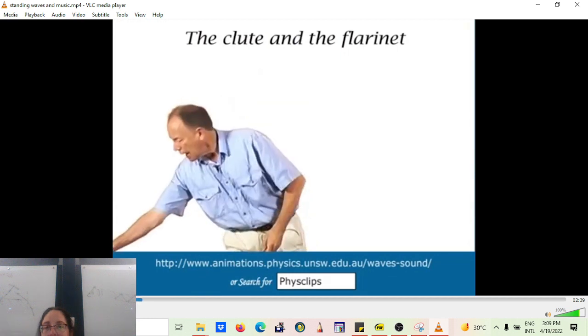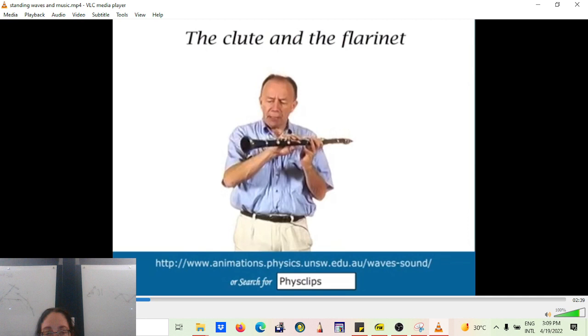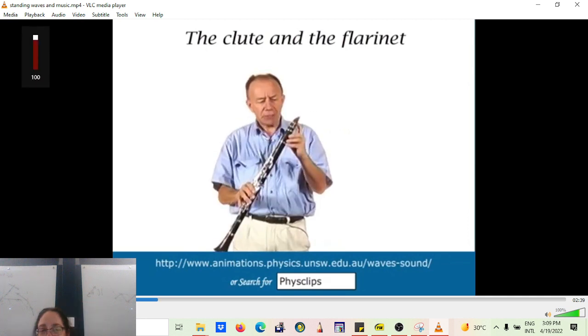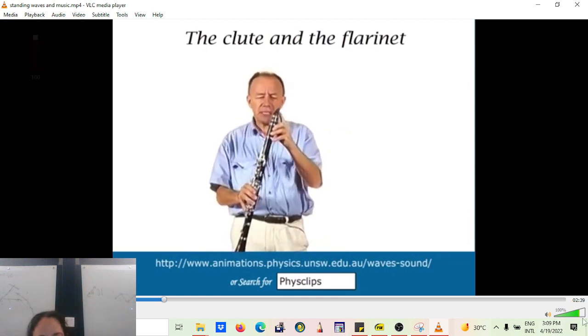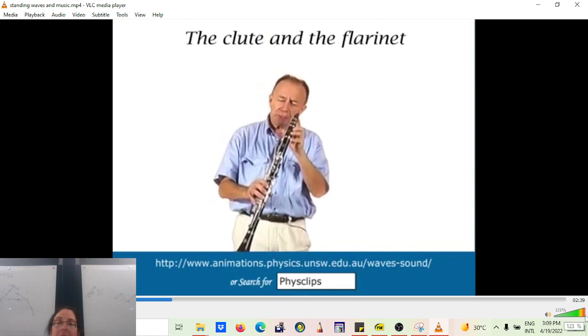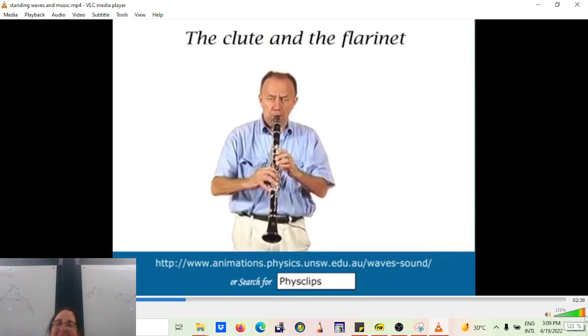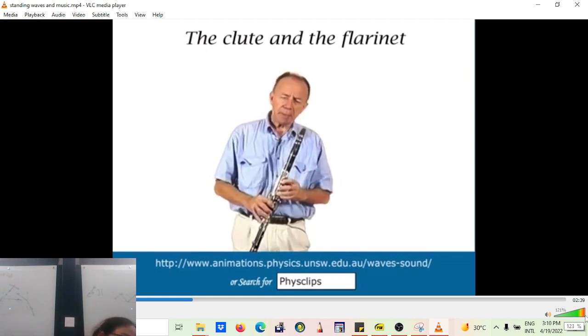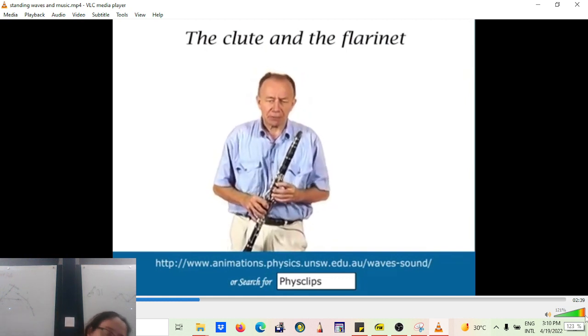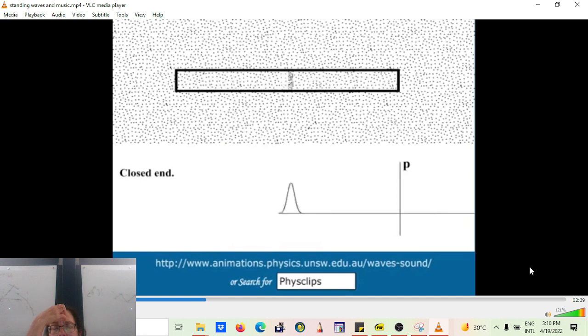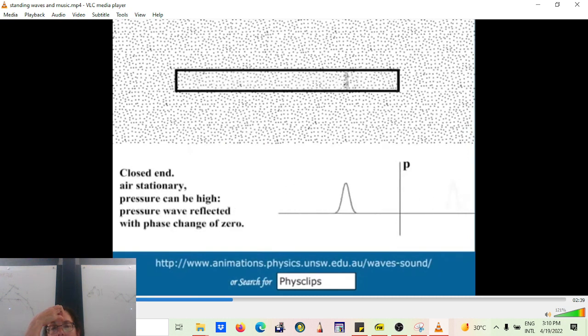The clarinet is open at the bell, but at the mouthpiece, it's almost completely sealed by the reed. So the pressure is large, but there's little air motion. Let's picture the reflection of a pressure pulse. At a closed end, the air can't move, so the compression pulse can only move back along the pipe. The pressure wave is reflected with a phase change of zero.